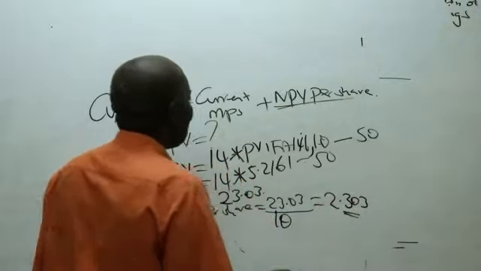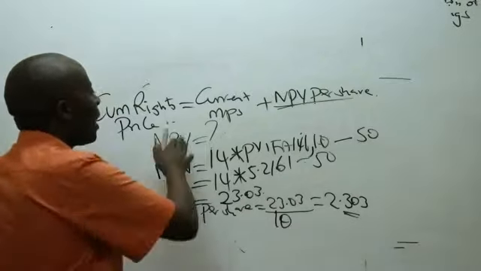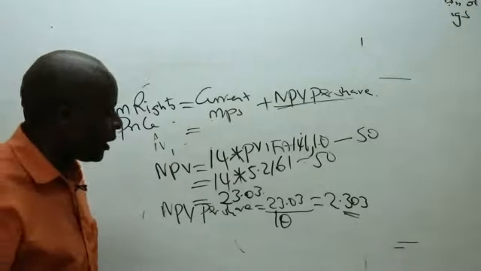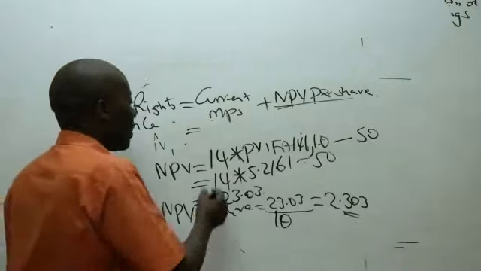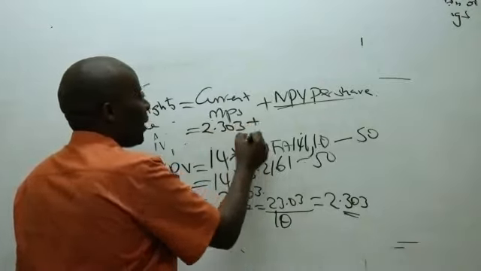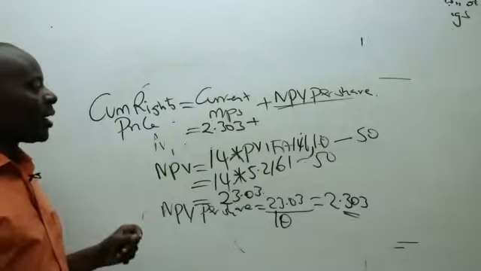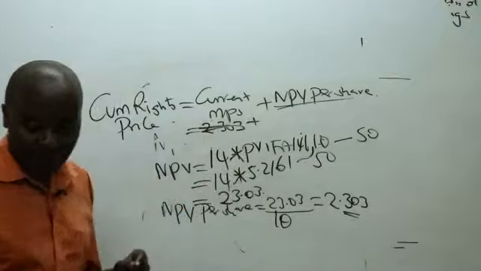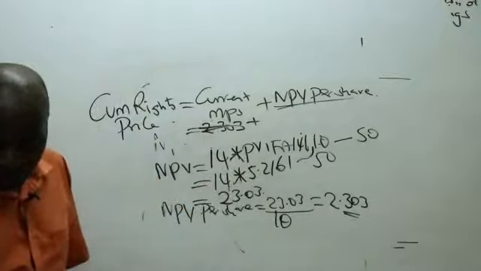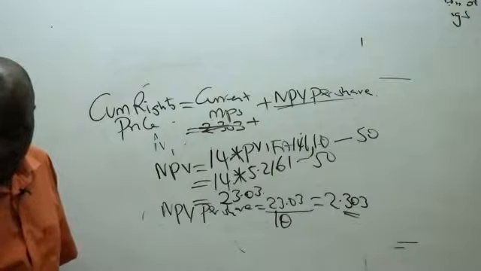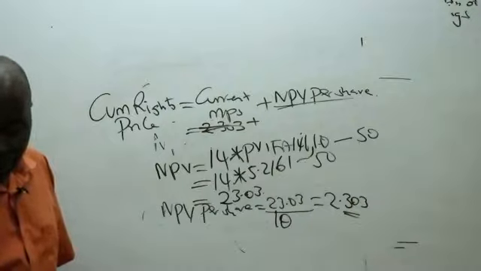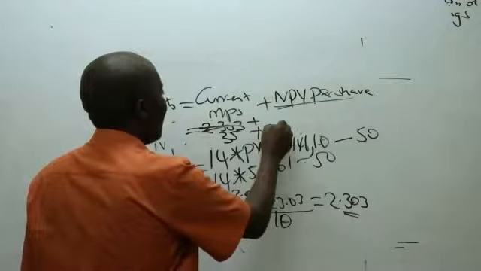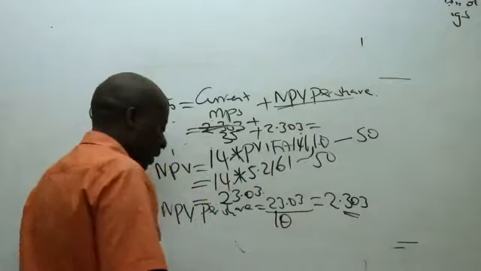And then you are at home and dry. So my come right price will be equal to the current MPS plus NPV per share. The current MPS has been given in the question. There is a place they told us that the market price of the company's ordinary shares before is 35. So we have 35 plus 2.303, which will end up giving us what figure?